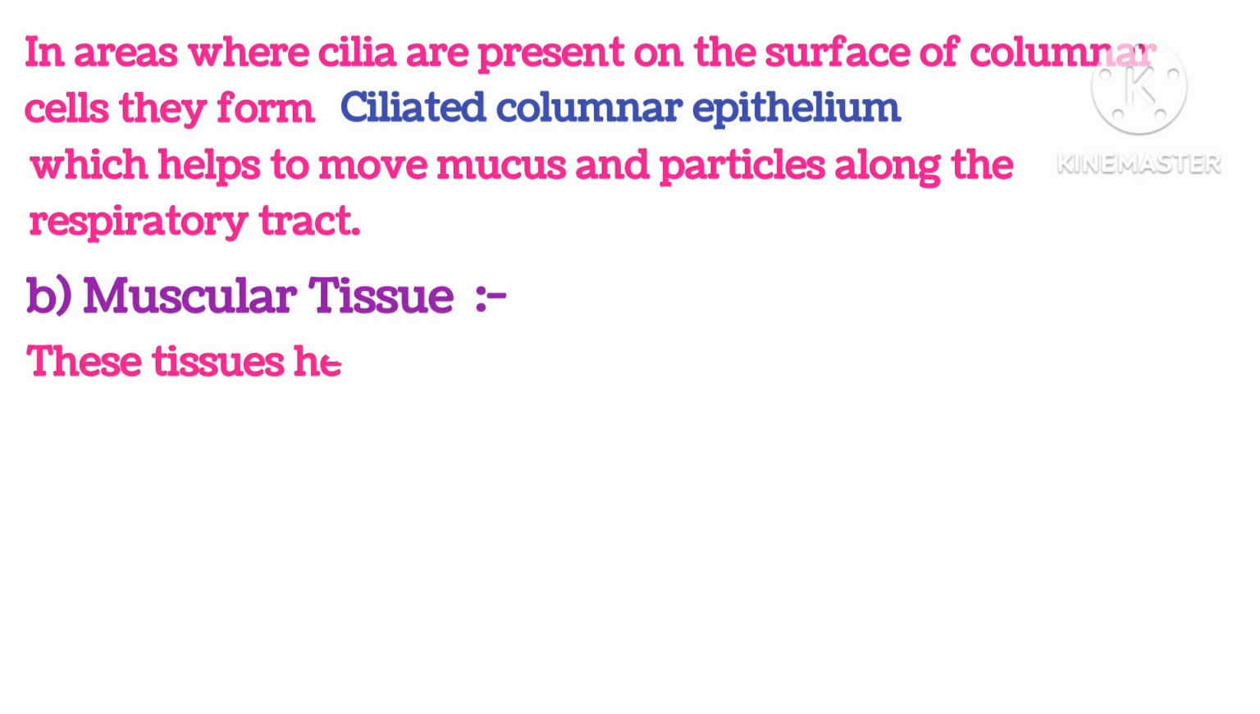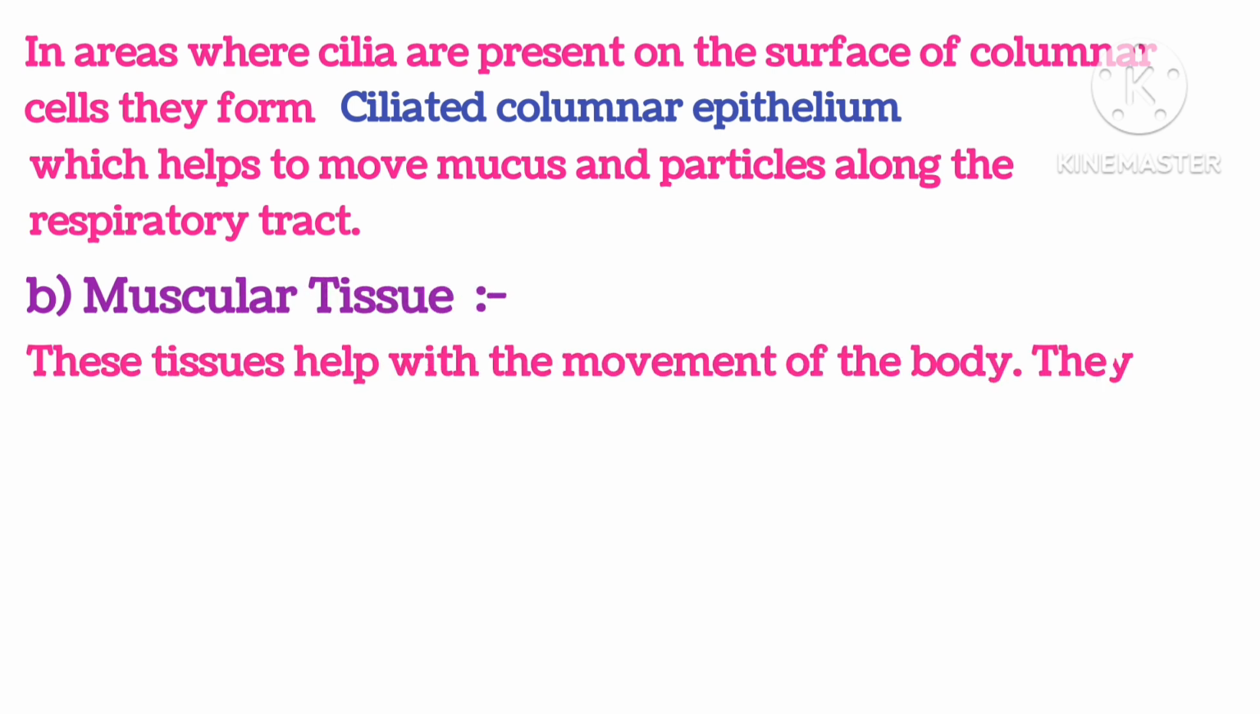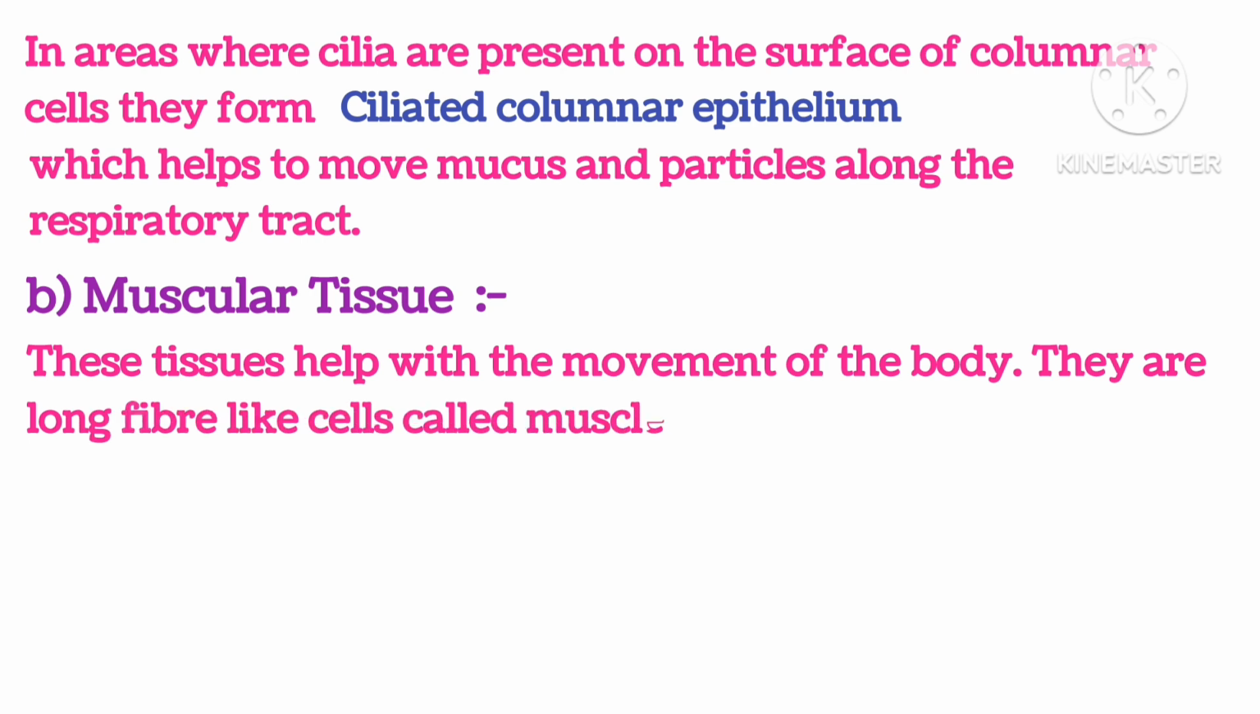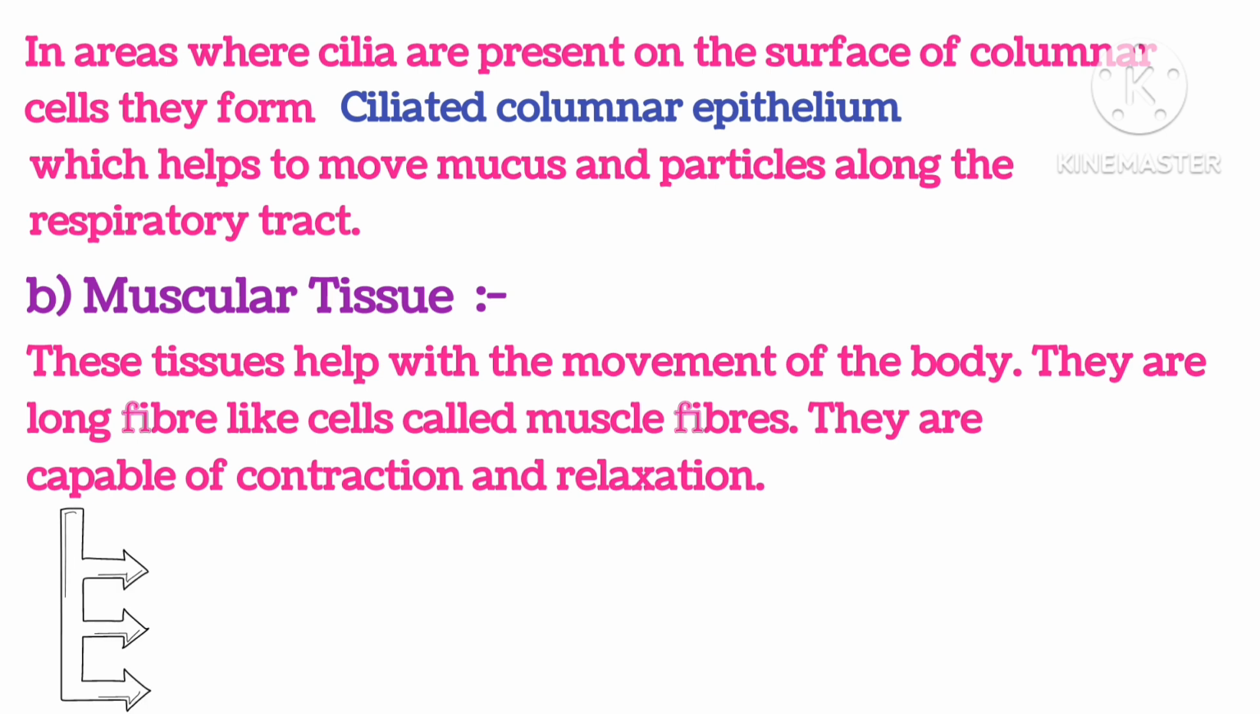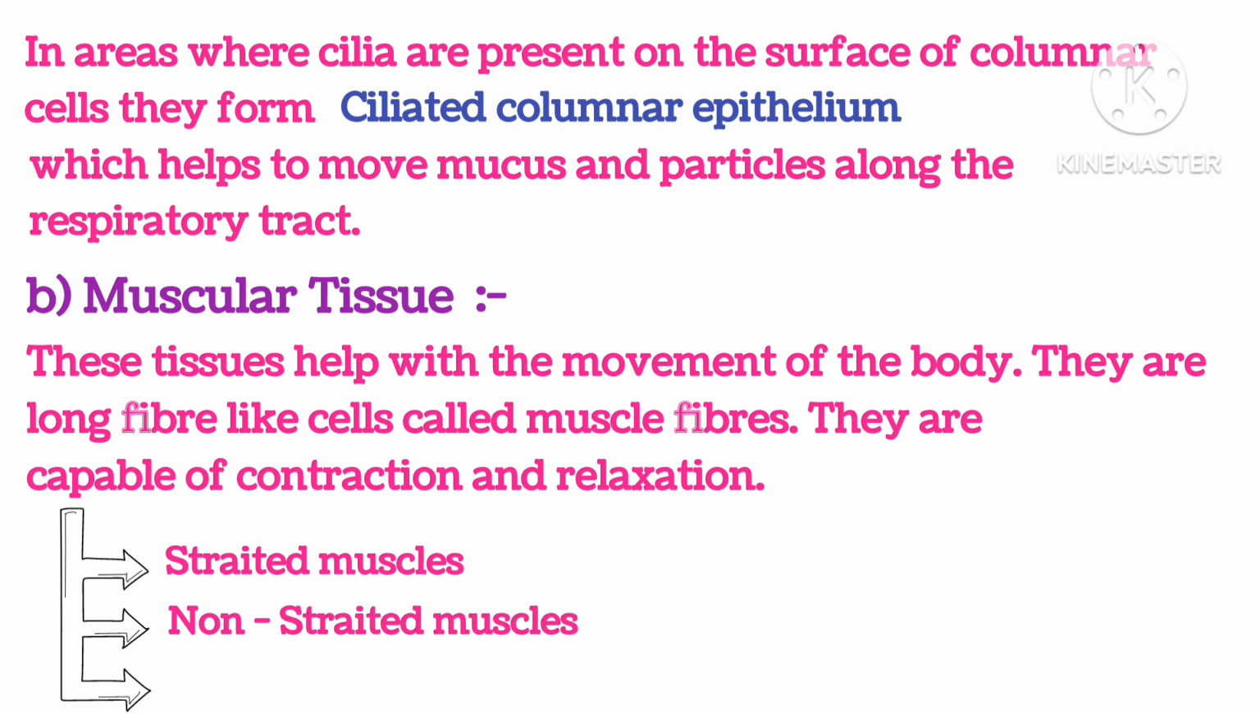Next type of tissue is muscular tissue. These tissues help with the movement of the body. They are long fiber-like cells called muscle fibers and are capable of contraction and relaxation. They are of three types: striated muscles, non-striated muscle tissue and cardiac muscle tissue.